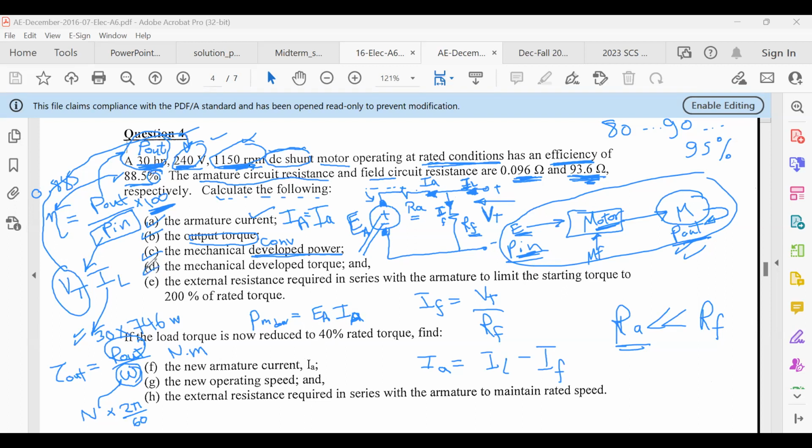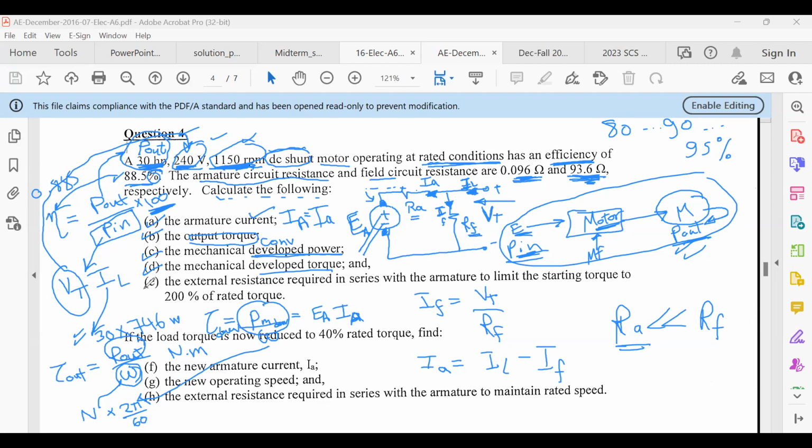They asked to get the developed torque, the mechanical developed torque. So it's this power over omega. This is the developed torque, or converted torque, or induced torque, sometimes they call it. You know omega because we already have the speed in RPM times 2 pi over 60, and you can get the torque.